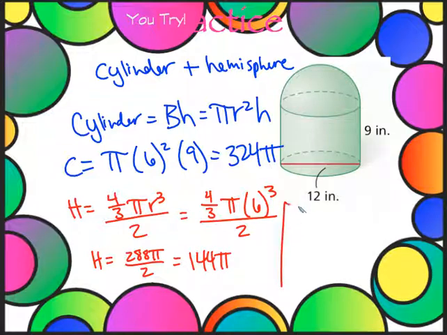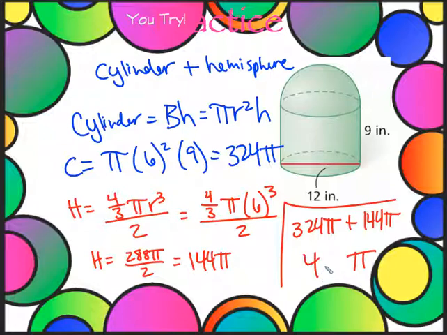So let's add them together. Cylinder is 324 pi. Hemisphere is 144 pi. They add like variables, so you can just do 324 plus 144 and get 468 pi. And that's your answer.